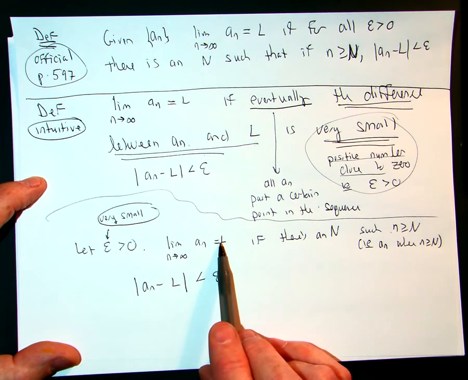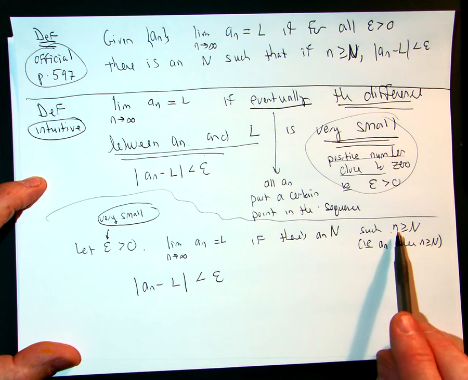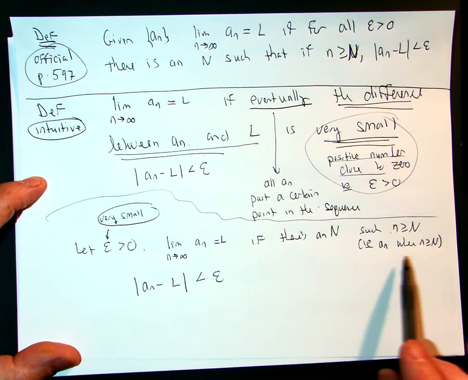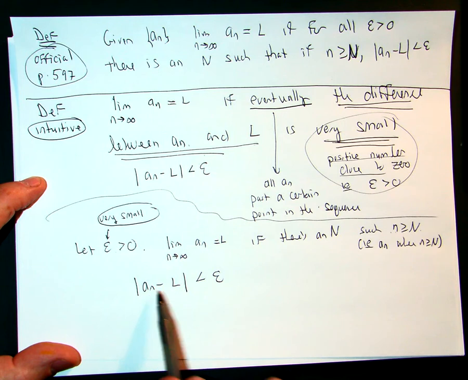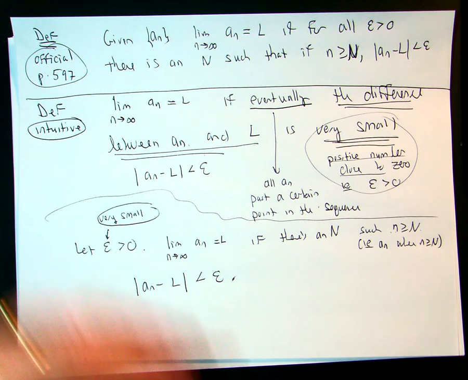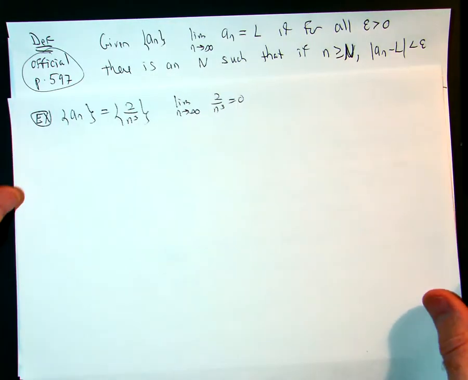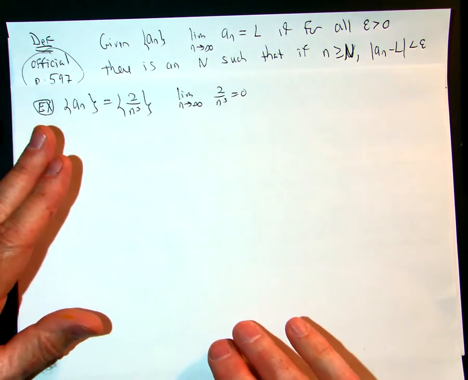So the way to read this is: let epsilon be a very small number. The limit of a_n equals L if there's a capital N such that whenever our index is greater than that capital N, in other words, we have this a_n where n is greater than N, then the difference a_n minus L is less than epsilon. Okay. It's a hard definition to get. I'm going to try to illustrate it with an example, and here we go.